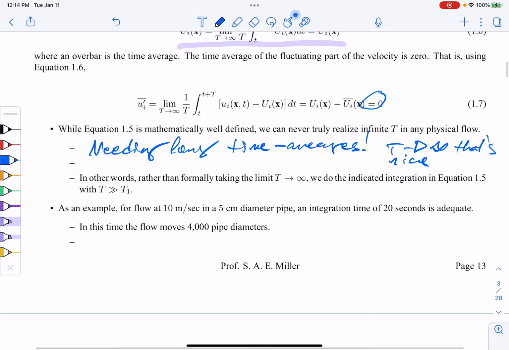So let's talk about a quick example to really illustrate this. Let's say we have a flow at 10 meters per second in a 5 centimeter diameter pipe. From looking at experiments, you'll need an integration time of about 20 seconds to arrive at statistically independent values of turbulence statistics. That means the flow has moved about 4,000 pipe diameters to find statistically stationary turbulence statistics. That's a long time and a lot of flow.